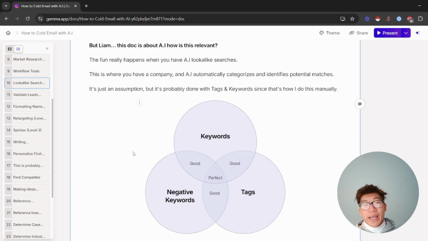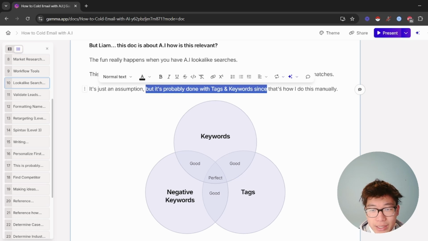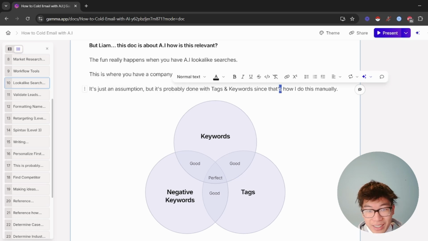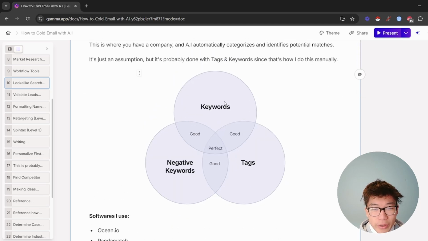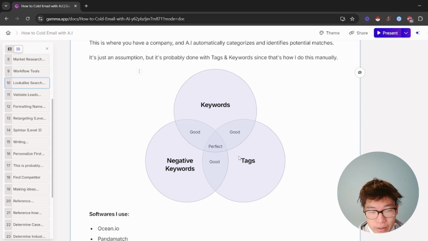This is where you have a company and AI that automatically categorizes and identifies potential matches based off their online activity, tags, negative keywords, and positive keywords. Again, this is just an assumption, but it's done with tags and keywords since that's how I do it manually. So I'm just going to assume AI does it at a better scale. It looks kind of like this. If you have a company where the negative keywords and positive keywords overlap, you can keep going like this. But if you run all three, it's perfect.